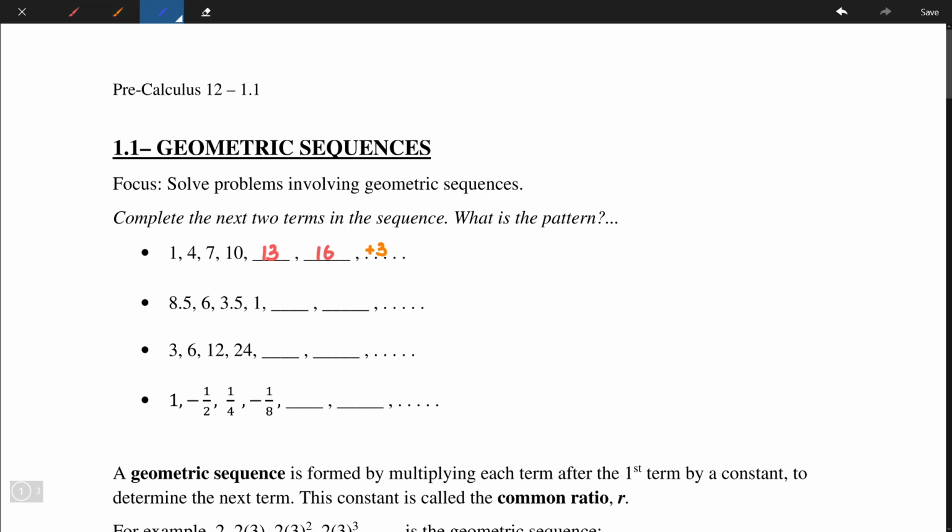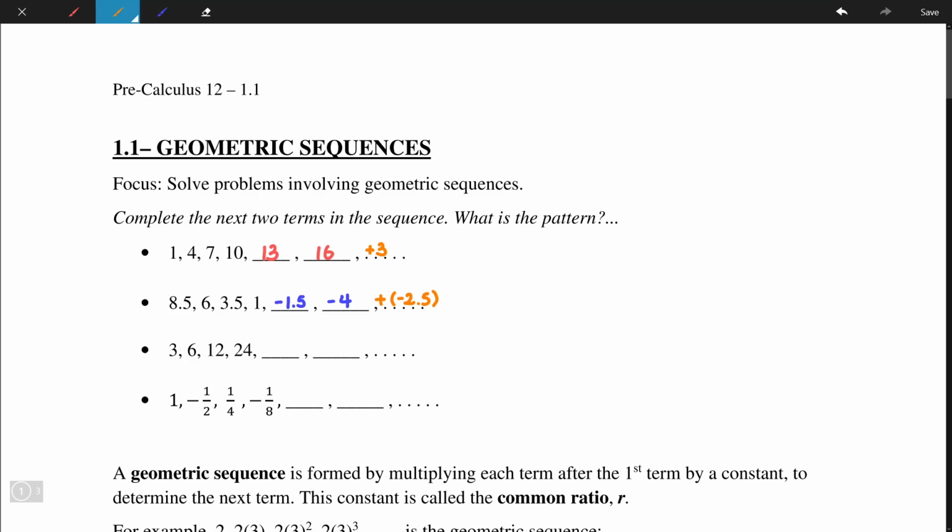Likewise, the second sequence we have 8.5 and then 6 and then 3.5 and then 1. So the next term will be negative 1.5. And then negative 4. You can see here that we are adding negative 2.5 to each term.